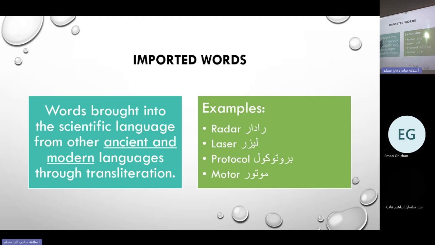Imported words are brought into the scientific language, specifically for scientific language, from other ancient and modern languages through transliteration. Okay? Radar, you see, transliterated into Arabic letters. Protocol. Motor. Okay? Same. Those are called imported words.